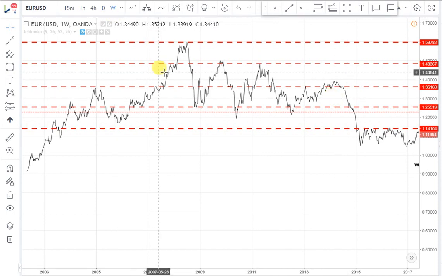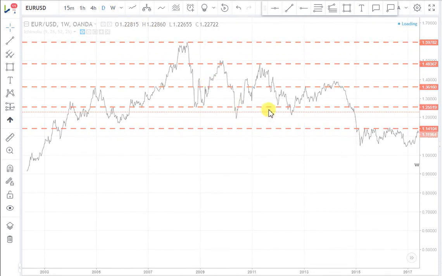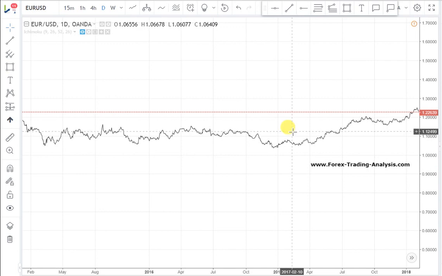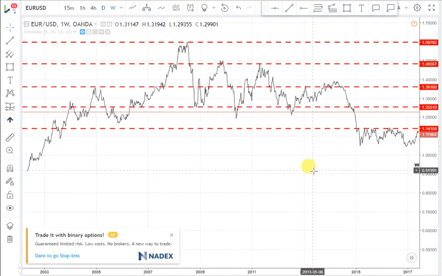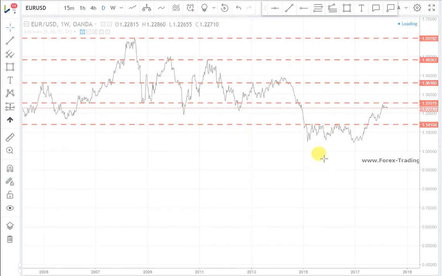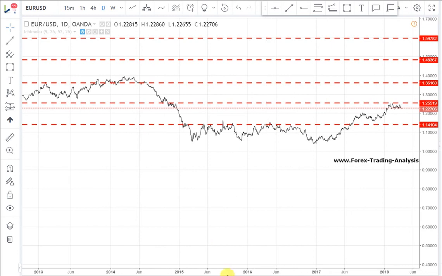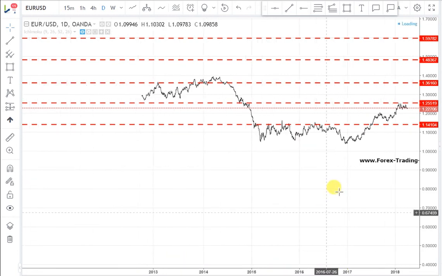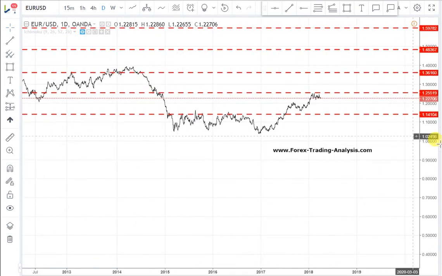So that's on a weekly time frame. Not everyone trades long-term trades like that. So ultimately you want to drill down and essentially do the same thing. So we've got our weekly chart, and we go down to daily. We still have those levels, which will help us in our shorter time frame trading.